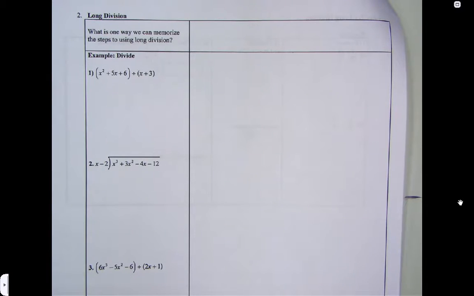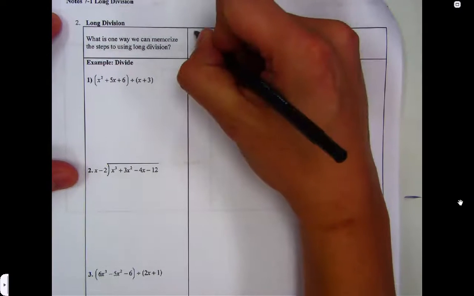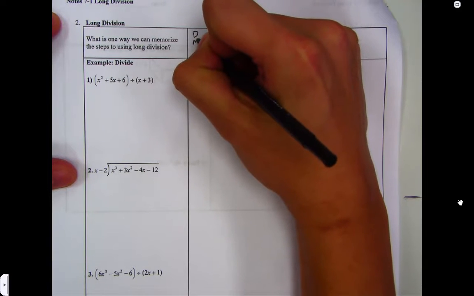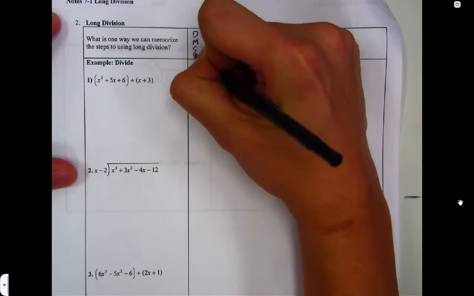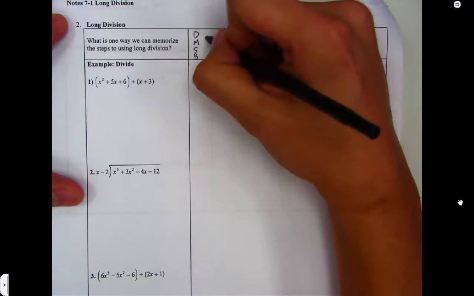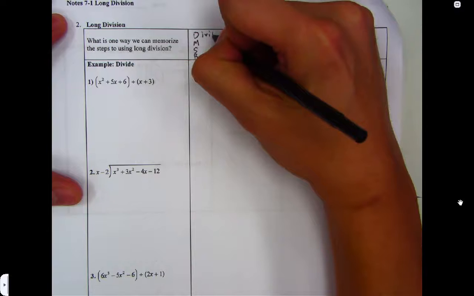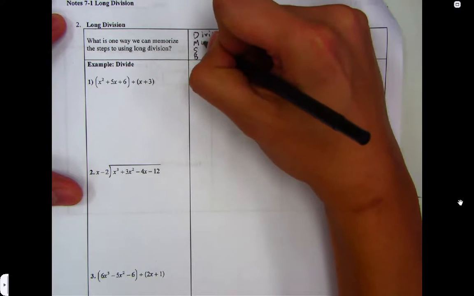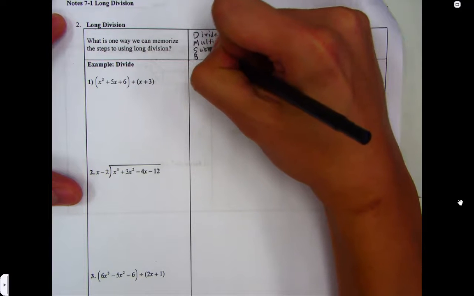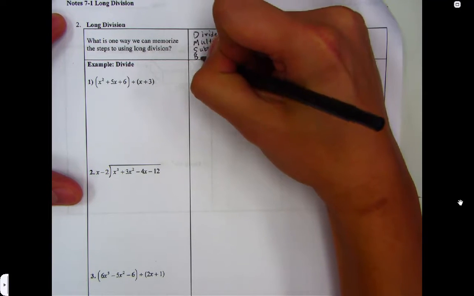Note 7.1, long division. What is one way we can memorize the steps to using long division? There's a phrase: Does McDonald's sell burgers? These are steps for long division. The D means the first step is to divide. The M means multiply. The S means subtract. And the B means bring down.